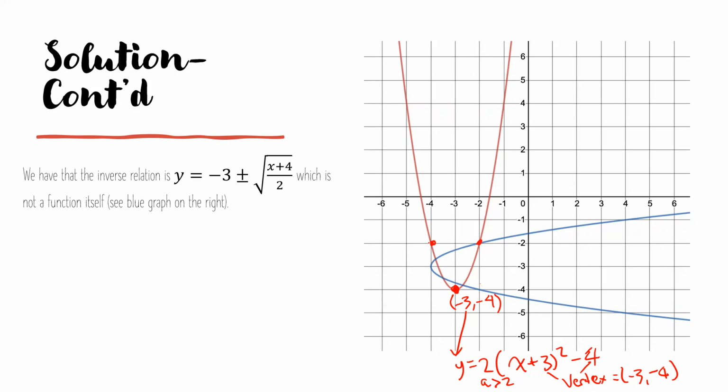And then how do we find the inverse relation? Well, we know that the inverse is just going to be the opposite. Instead of having a vertex at negative 3 and negative 4, it's not called the vertex, but I'll call it the tip of the sideways parabola, and in this case it's going to be negative 4 and negative 3.